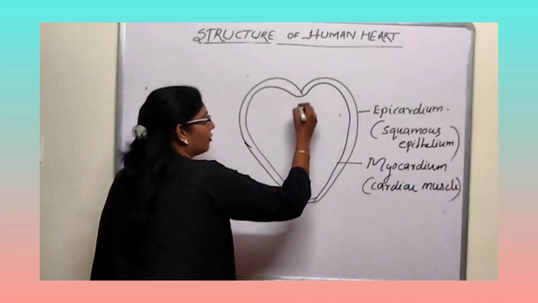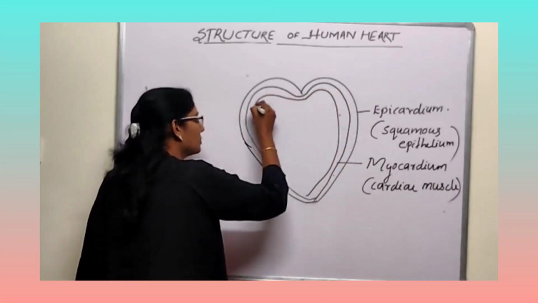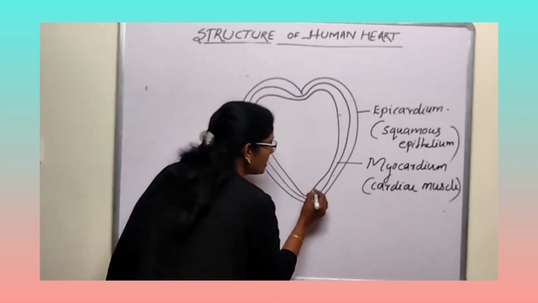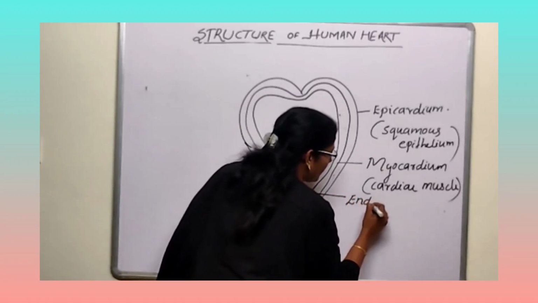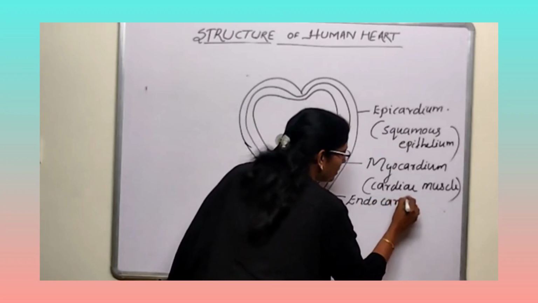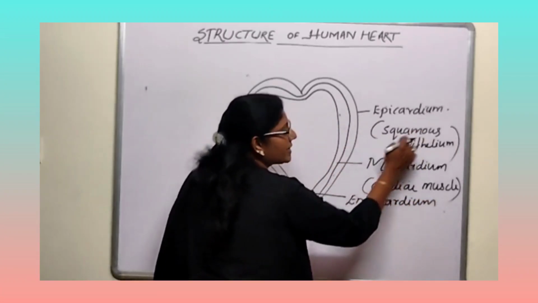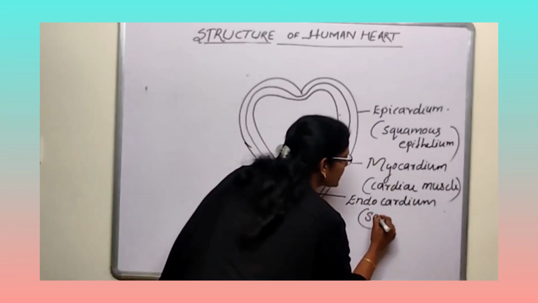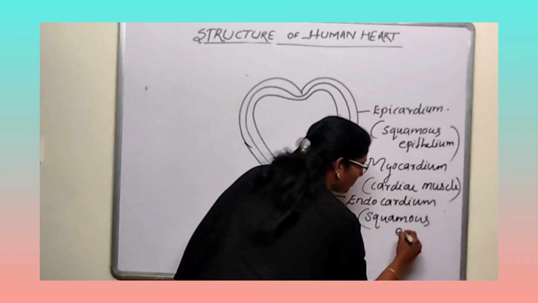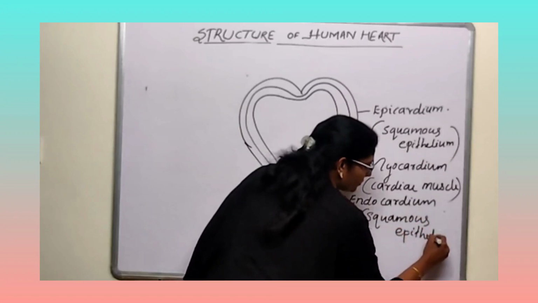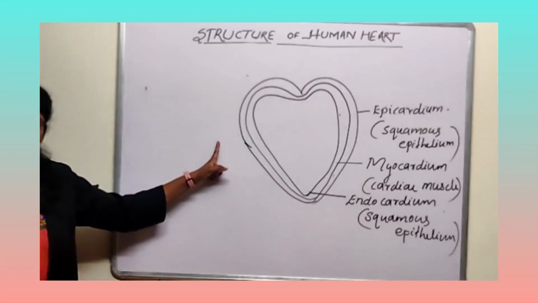Then one more inner layer is there, the third layer. This is called endocardium. Endocardium is also made up of the same tissue, that is squamous epithelial tissue, epithelium. So, clear about the wall of the heart.